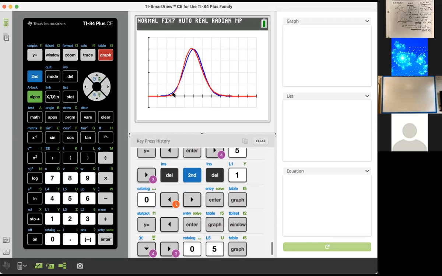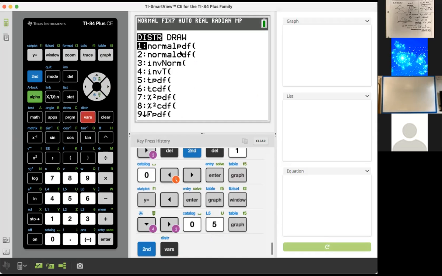Okay, so this is the purpose of a chi-squared distribution. Now, under your distribution functions, you can draw the normal distribution, that's number one. You can draw the t-distribution, that's number five. Or you can draw the chi-squared distribution, that's number seven. If you want to add up the area under the normal distribution, you use the normal cumulative distribution function. If you want to add up the area under a t-distribution, you use the t cumulative distribution function. You can likewise add up the area under the chi-squared distribution with the chi-squared cumulative distribution function.